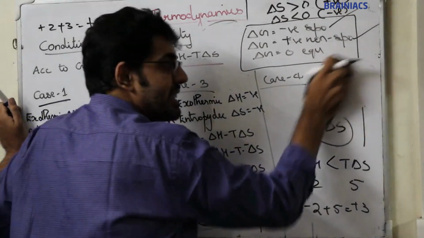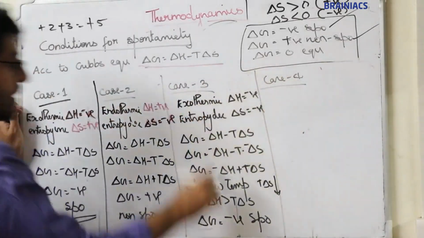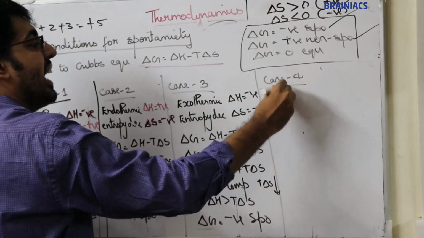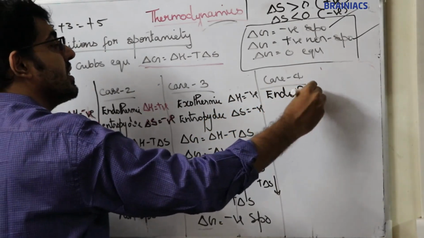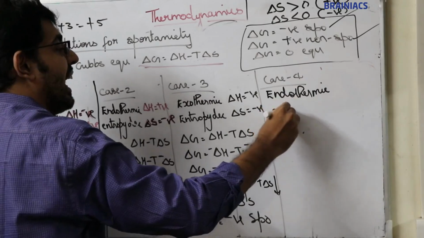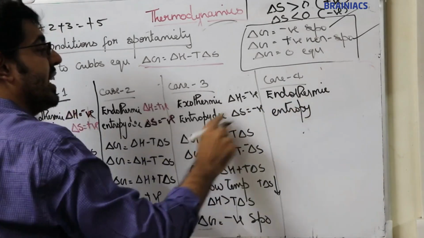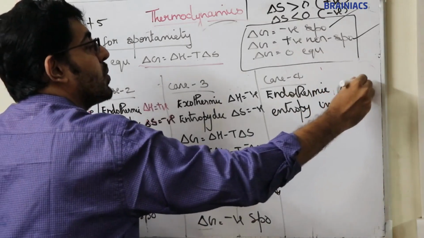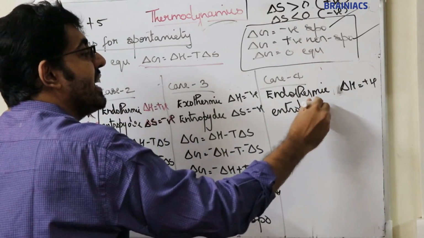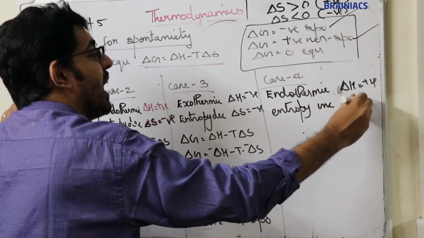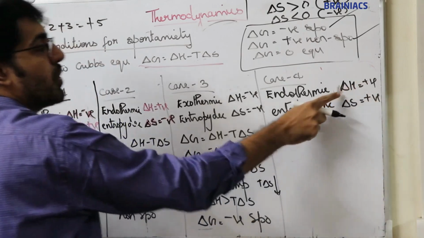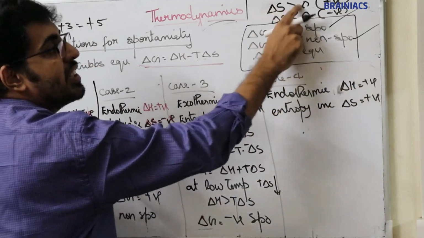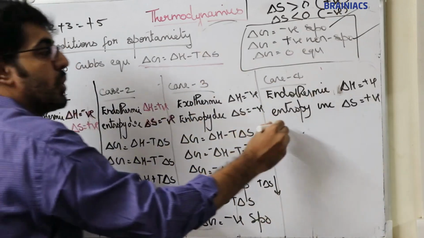Moving on to the last and final case. What is the last case? Exothermic, entropy decreases. So this will be endothermic and entropy increases. Endothermic, delta H value positive and entropy increases, delta S value positive. Both are positive. Endothermic, delta H value positive. Entropy increases. Increases means delta S value positive. Both are positive.